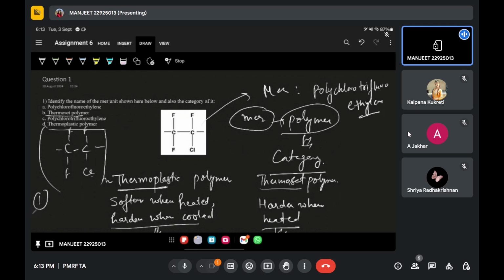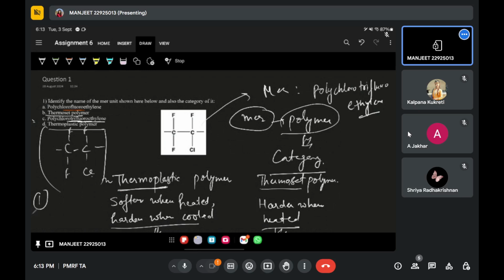So the mer unit is the polychlorotrifluoroethylene. That is your trifluoro. We have the three. In the first, it is saying the polychlorofluoro only. There is no tri, because we have the three fluorine here. So it will be the trifluoroethylene. So C is the mer unit of this one.